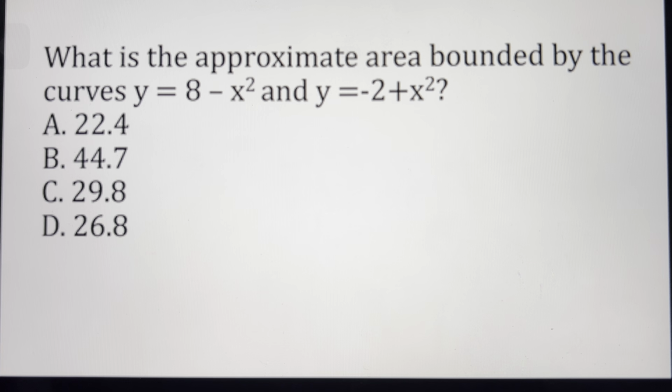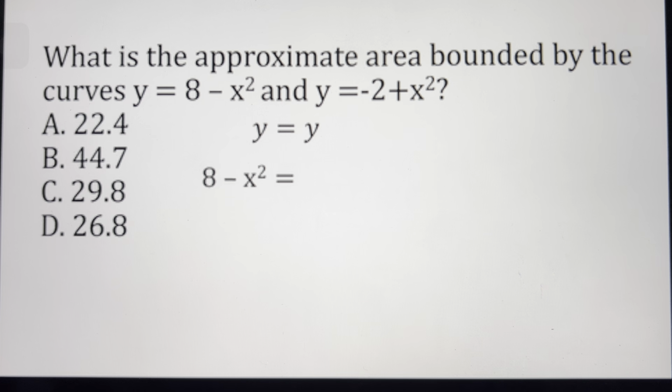Approximate area bounded by the curve y equals 8 minus x squared and y equals negative 2 plus x squared. So, first, these two are parabolas and there will be two intersection points. To find them, let's equate the two equations. So 8 minus x squared is equal to negative 2 plus x squared. Solve that, x will be plus or minus square root of 5.